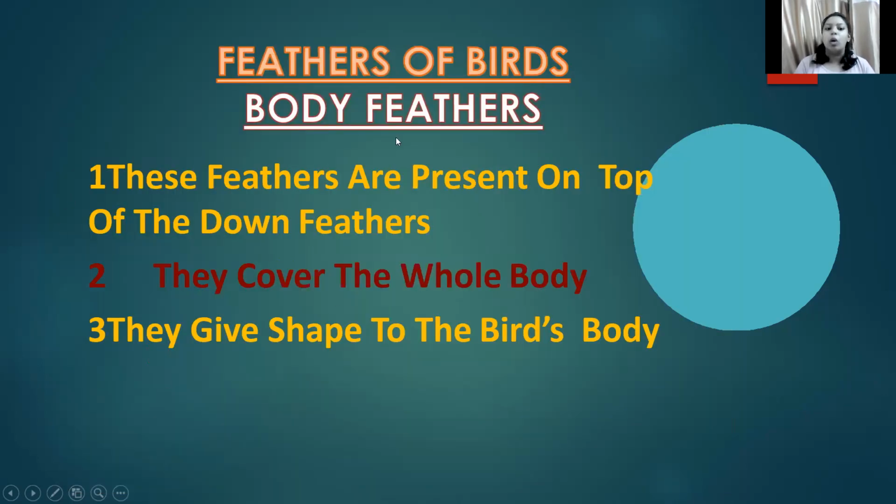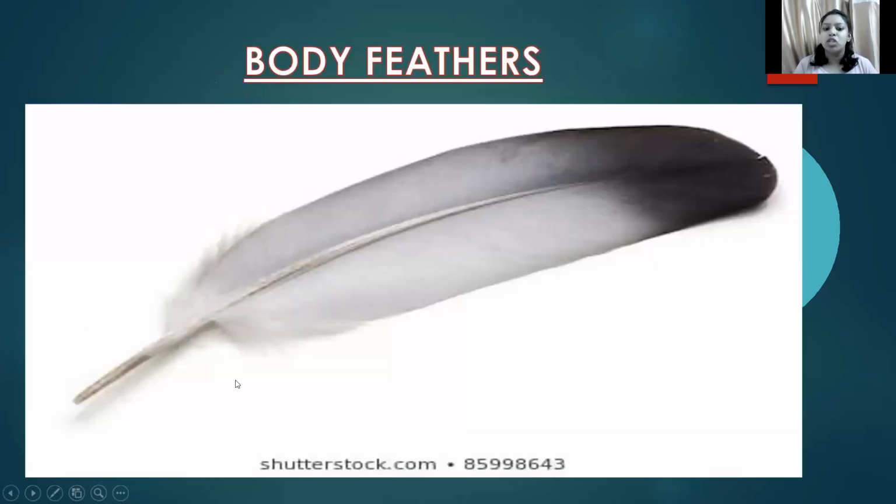Okay, now body feathers. These feathers are present on top of the down feathers. If the down feathers are present here, the body feathers are right on top of the down feathers. They cover the whole body and they also give shape to the bird's body. Body feathers, as the name says, give shape to the bird's body. Okay, moving on. Can you see the picture, children? This is how the body feathers look like.